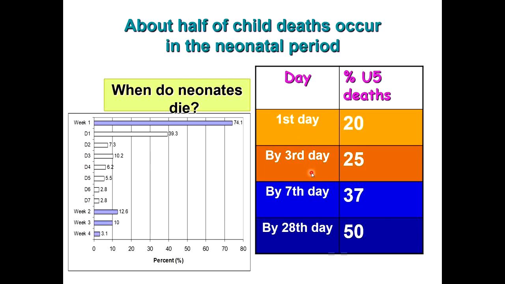As time progresses, these percentages increase. By the third day, it reaches 25% of the deaths. By the seventh day, it reaches 37% of the deaths. And by the 28th day, it reaches 50% of the deaths. So when we calculate the infant mortality rate, we must know that 48 to 50% of the deaths occur in the neonatal period, which is the most sensitive period. The period from birth to 28 days of life is really sensitive, and we have to target our better healthcare services to this time period.